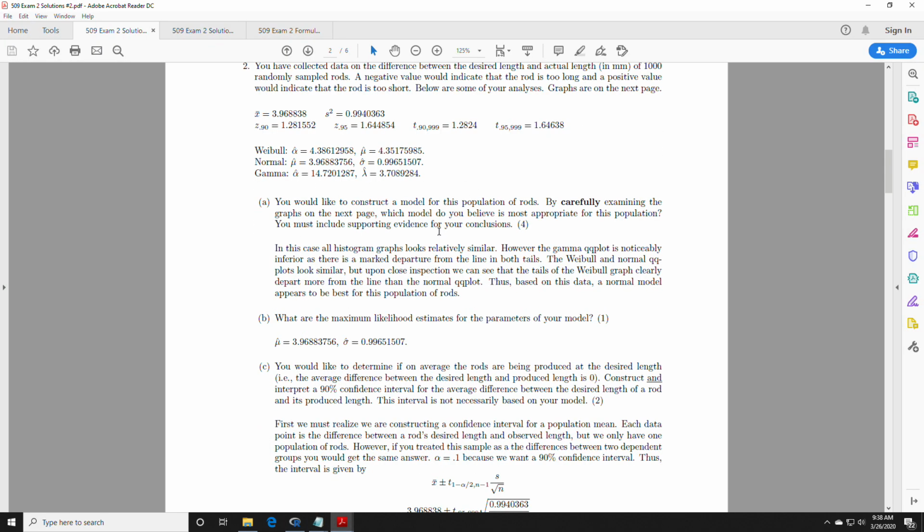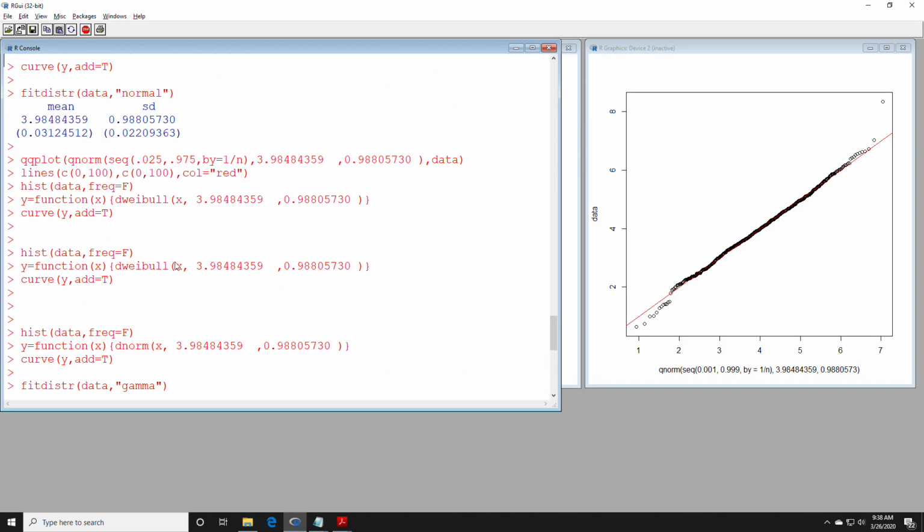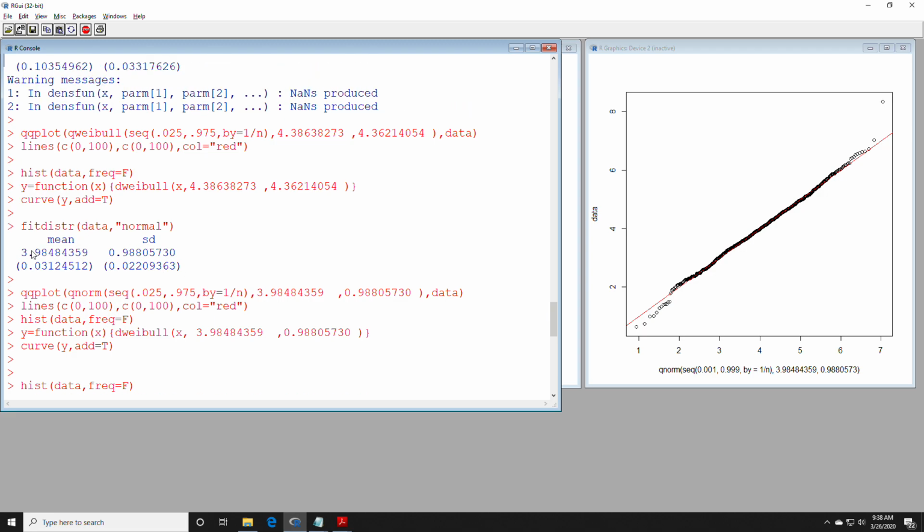Okay, so we said normal distribution based on mostly the slightly better QQ plot. The histograms looked pretty similar between the Weibull and the normal. So if we wanted the maximum likelihood estimates, we can see that we wanted about 4 and about 1.